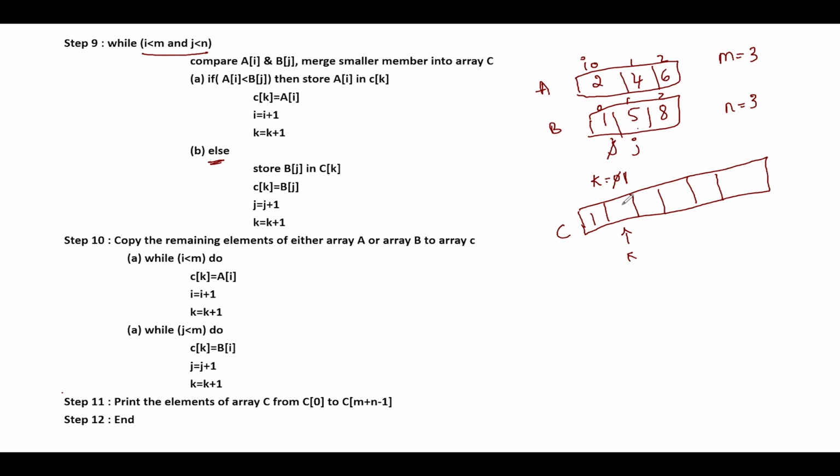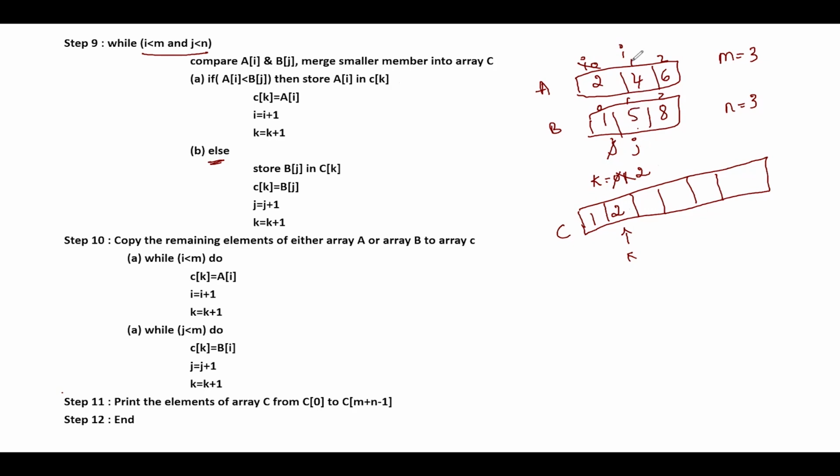In our case, 2, A of I is smaller, hence I'm going to copy. As you can see, if A of I is less than B of J, then store A of I in C of K. So that is what I did. And after that, what I'm going to do is increment the I value as well as increment the K value. Once again, compare A of I and B of J.